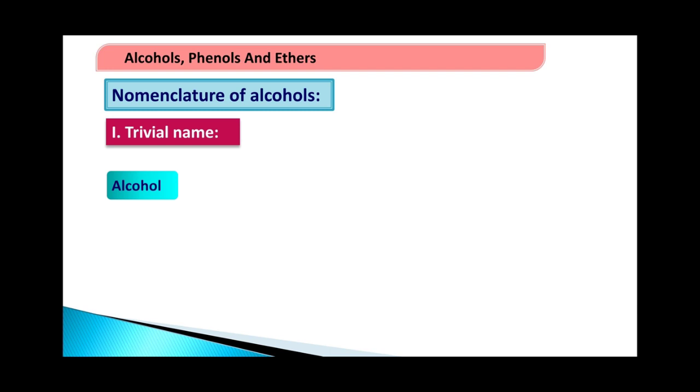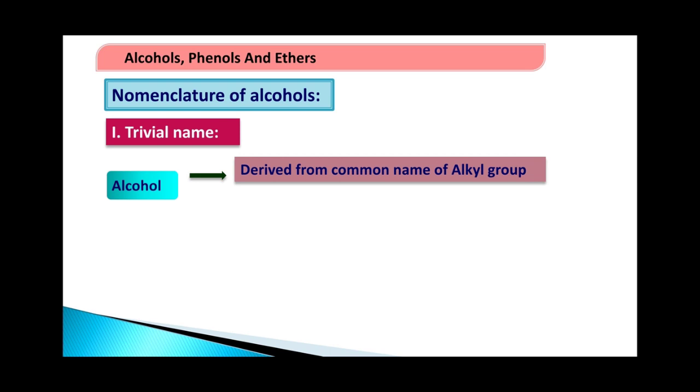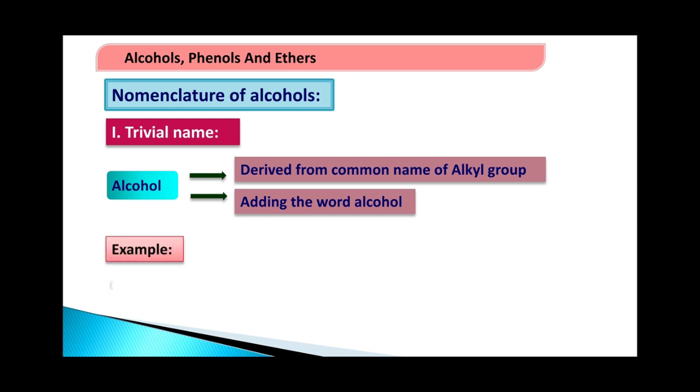In the trivial system of the alcohols, the alcohol name consists of two parts. One is the alkyl group, the second one is the word alcohol. For example, here you have the molecule CH3OH. Here the alkyl group which is present is methyl. Since OH is there, we have to add the word alcohol. So the common name is methyl alcohol.